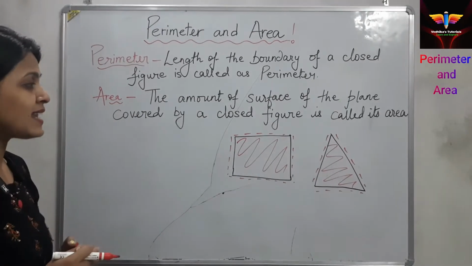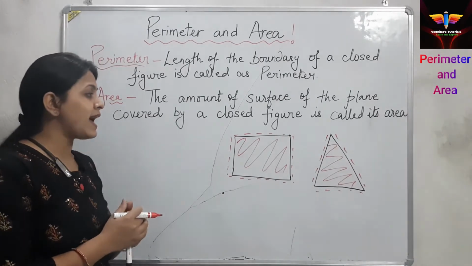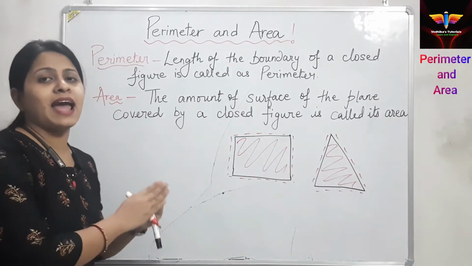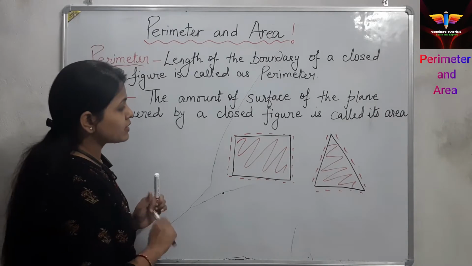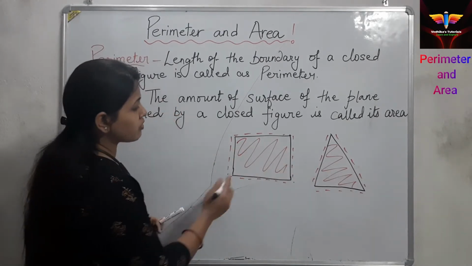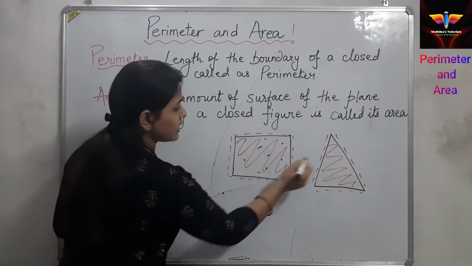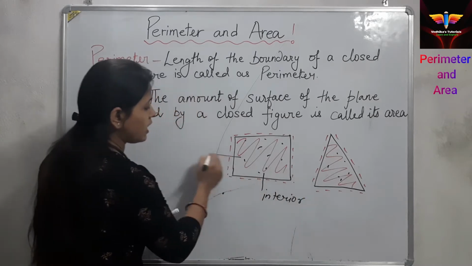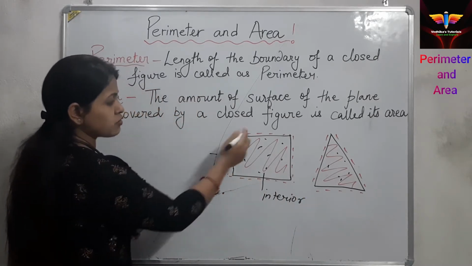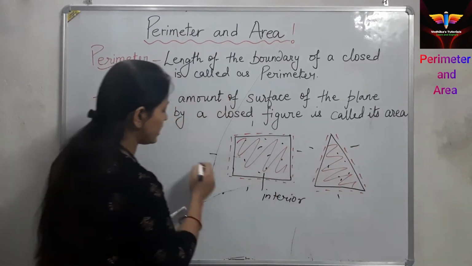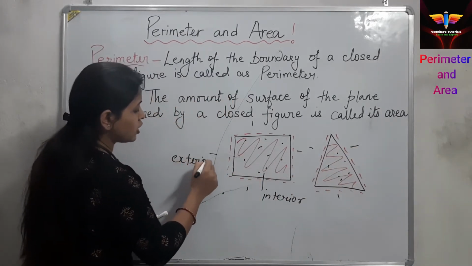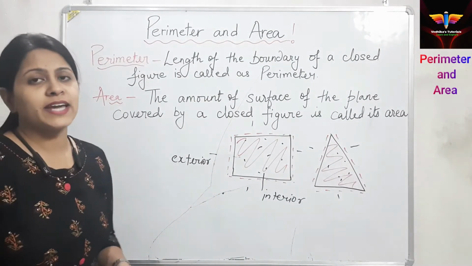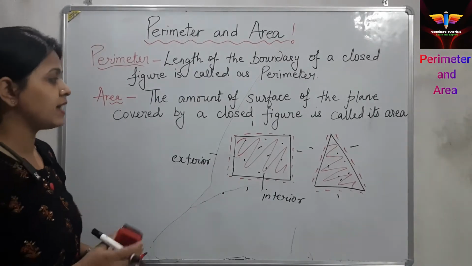Before that I need to explain one very important point, that for every figure there are two regions, that is the interior region and the exterior region. So in both of these figures, the inner part is called the interior and the outside part of the closed figure is the exterior part. So whenever it is about area, we have to look at the interior region.